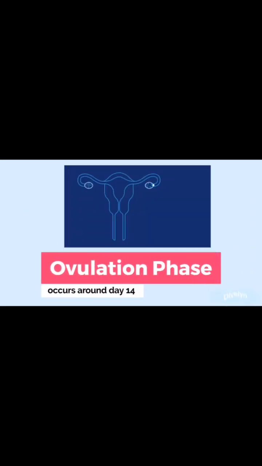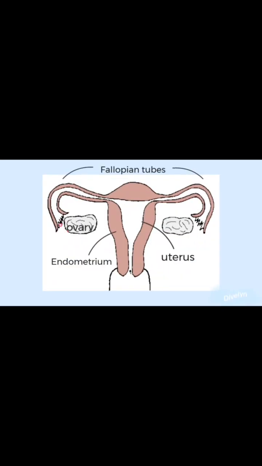The maturing follicles cause an increase in estrogen, which thickens the uterine lining. In the follicular phase, rising estrogen levels cause your pituitary gland to release luteinizing hormone, and it initiates the ovulation process. Ovulation occurs when your ovaries release a mature egg.